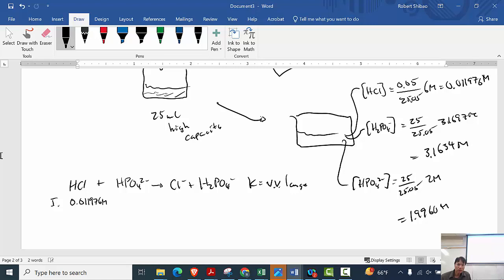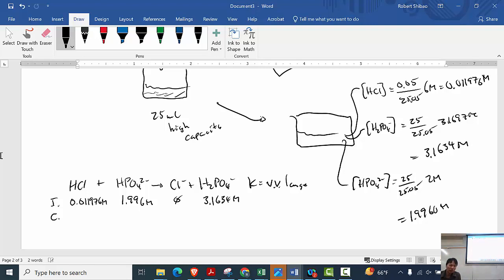(0.011976 molar). What's the initial concentration of monohydrogen phosphate? (1.996). Chloride 0. Dihydrogen phosphate is 3.1634. Now, does this buffer have enough capacity to neutralize the HCl? And the answer is yes.